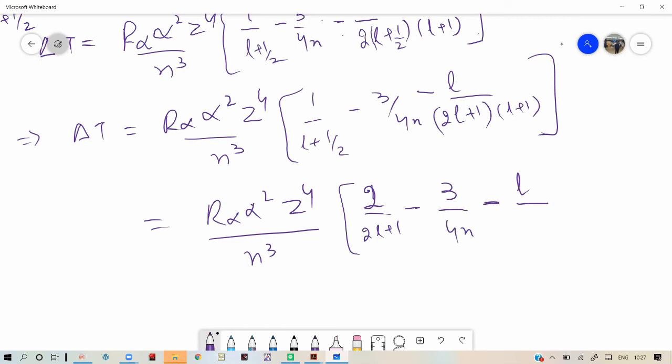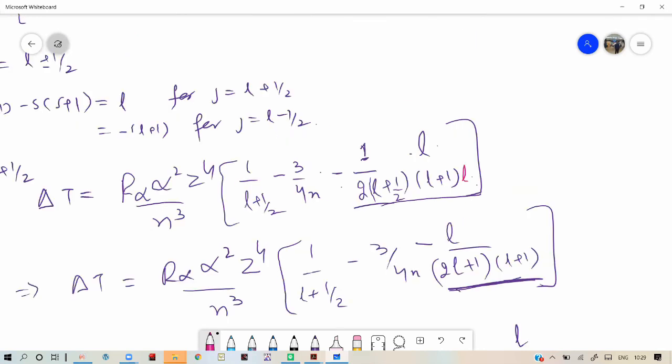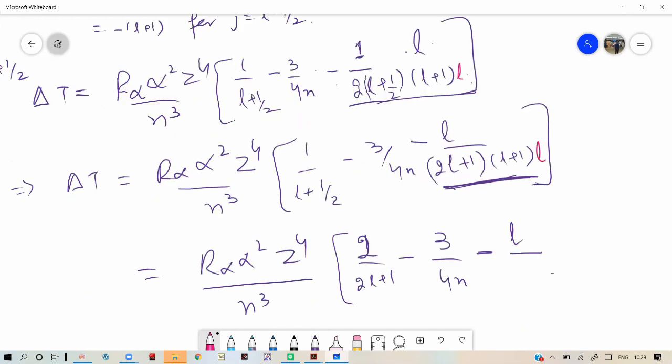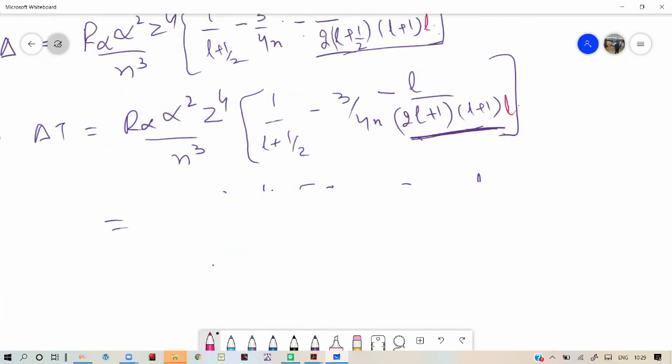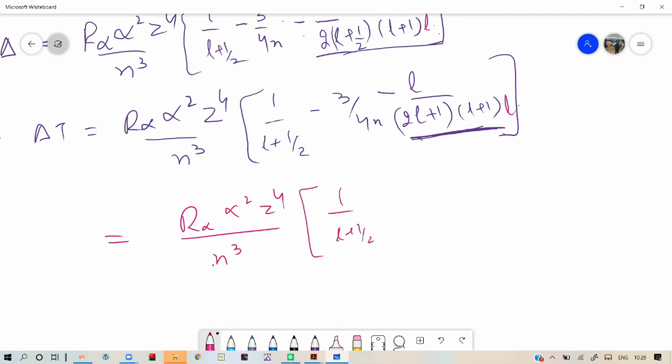Let us solve it further. So this is L here. Okay, we can cancel out the L now. Let me remove it. So I can write it as R infinity alpha square Z4 divided by n cube. It is 1 by, let it be L plus 1 by 2 minus 3 by 4n minus 1 by 12 plus 1 into L plus 1. Except that L and L will cancel out there.